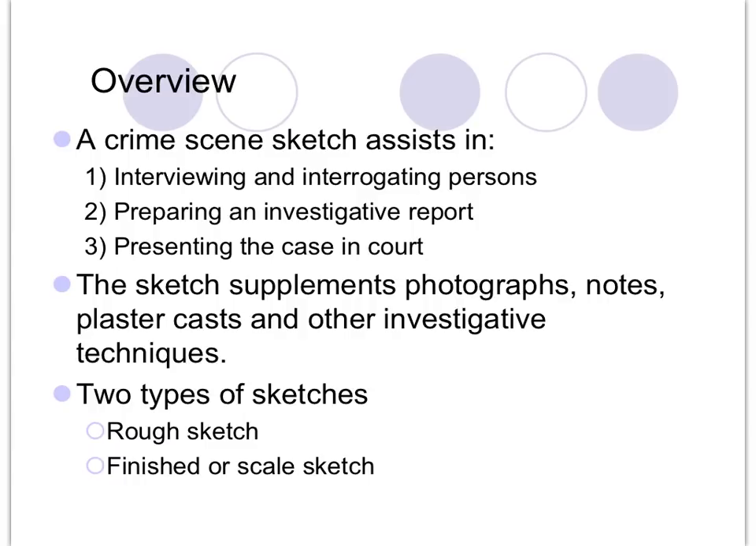When you create a crime scene sketch, it's going to supplement all these other things: photographs, notes, casts maybe of footprints, and other different ways to investigate a crime scene. It's one of the tools that an investigator uses. There are 2 types of sketches used for crime scene sketching. The first is a rough sketch, which you are going to do as a group. The second is a finished sketch, which would be the one presented in a court of law, and you'll be doing that one individually.